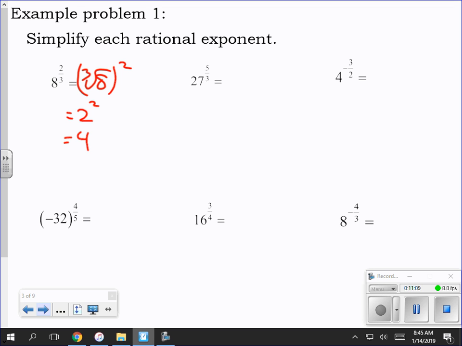Same thing here. 27 to the 5/3, the denominator, cube root. The cube root of 27 is 3, so this is 3 to the 5th, which is 243.